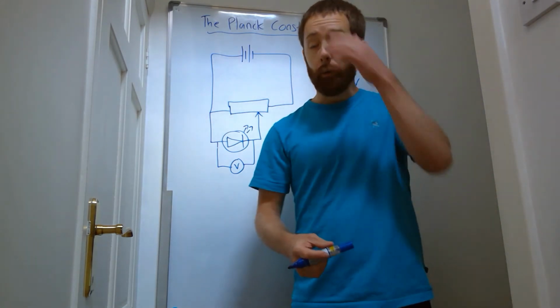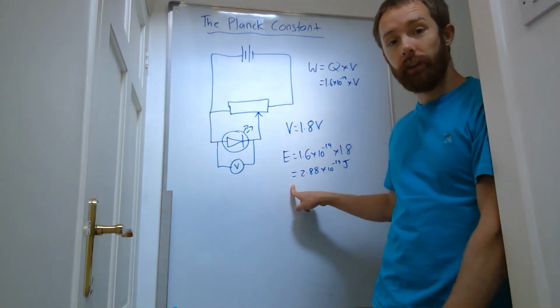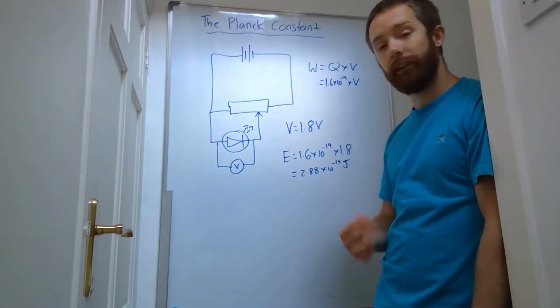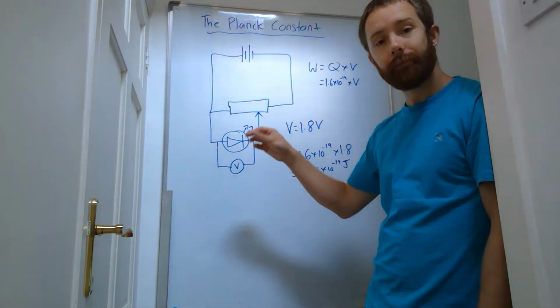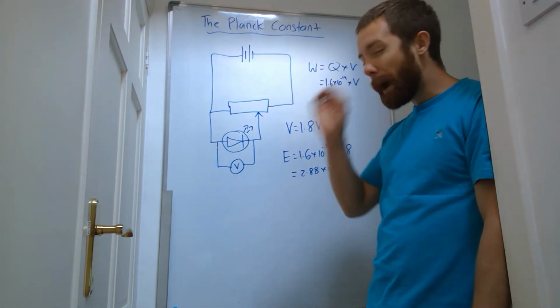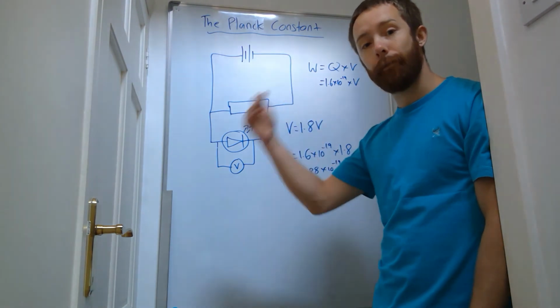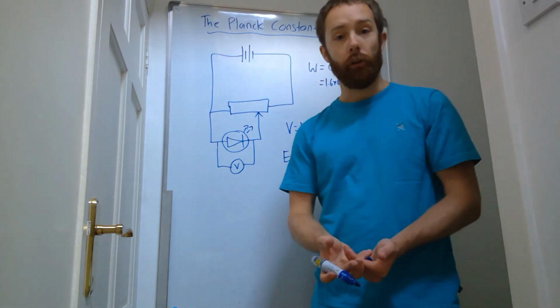Okay? Now, we could do an individual calculation now, because we know that this is the amount of energy that the electron has lost as it's gone through the LED. And because this is the absolute minimum amount of energy that electron can lose to create a photon, we know that this is the amount of energy that that photon has.